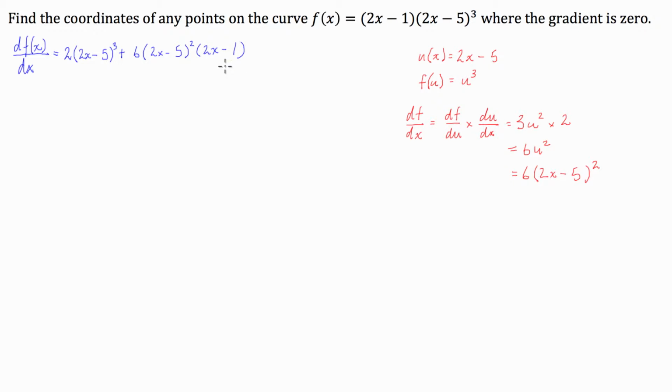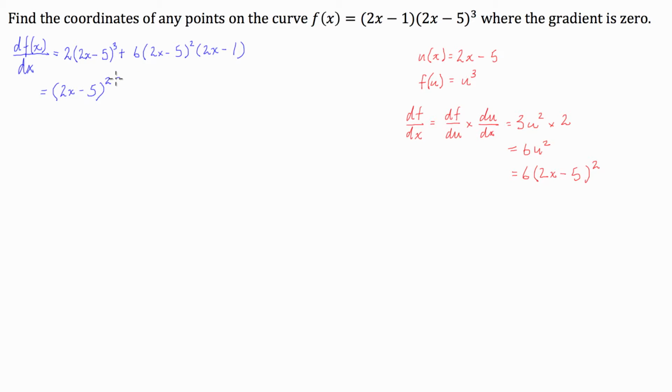Now what we can do is a little bit of rearranging to make it easier to find where the gradient is going to be equal to 0. So what we're going to do is take out a common factor, which is going to be (2x minus 5) all squared. So that's what we're going to take outside a bracket. The reason we're doing this will become obvious in a second. So that's the common factor, (2x minus 5) squared.